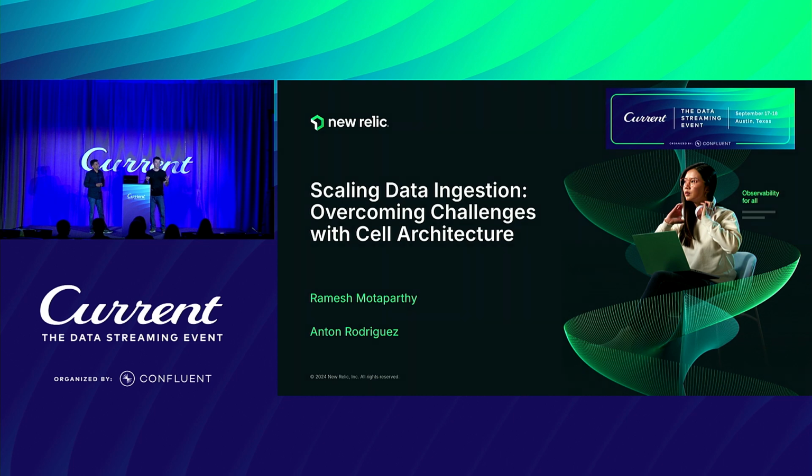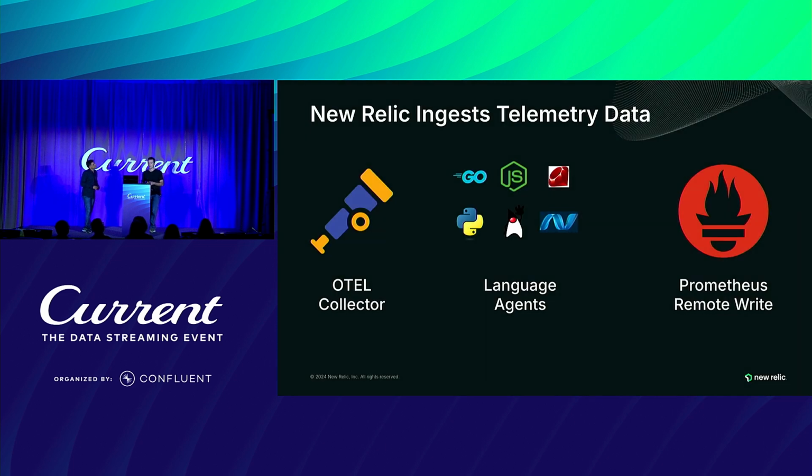One is the cell architecture and how we implement it in New Relic. And another one is how we are combining Kafka and object storage, like S3, to address some of the issues or the challenges we have with the cell architecture. So let's start first with New Relic.